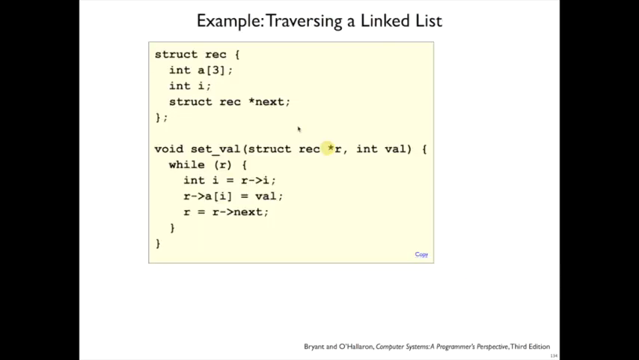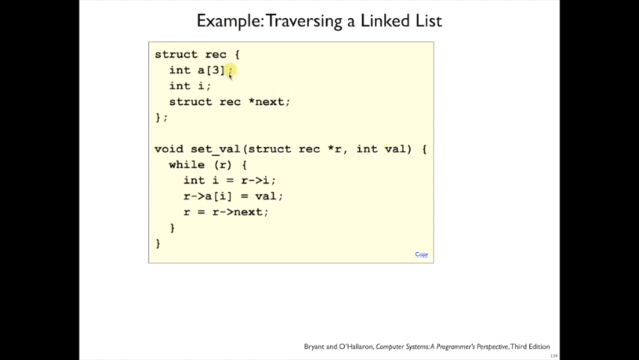Here's a similar kind of linked list called rec that has a next pointer. In this one we have an array of 3 integers in each node followed by another integer. And we're going to look at a function setVal that takes a record and a value, and it's going to walk down the linked list represented by that record, and at each node it's going to set a at position i to be the given value.